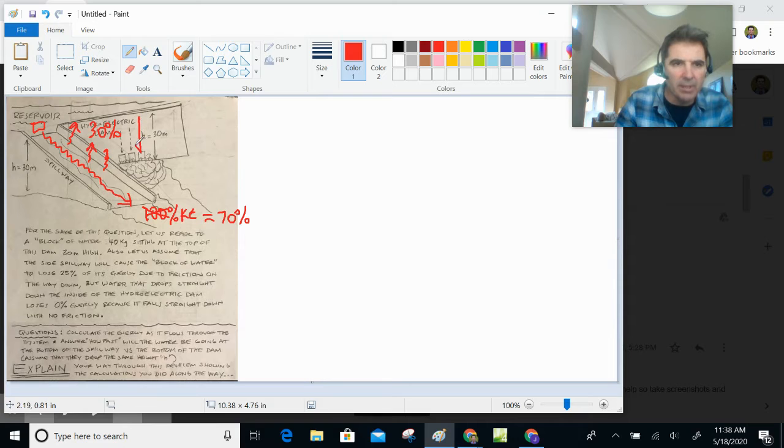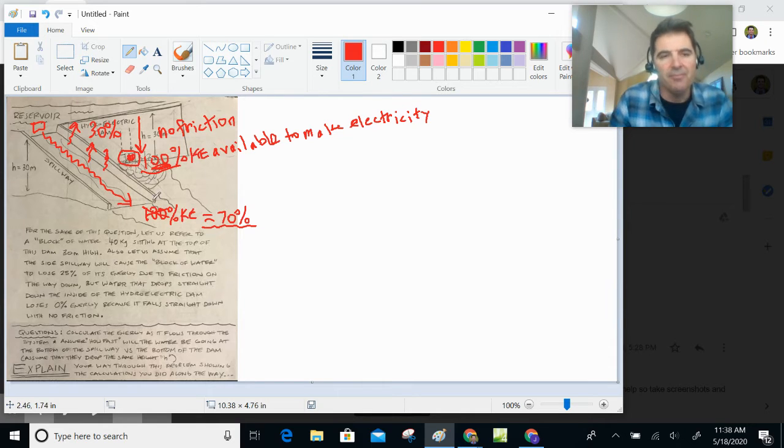Now, when it drops this way, we're going to say there's no friction on the way down, at least, because it's dropping straight down. And so it will have 100% KE available to make energy, to make electricity. That's the difference: this will be going full speed when it hits the turbines inside here. And then this will be slowed down. And you kind of want it to slow down because if it has full force, it can actually undermine your dam. You want this to slow down.